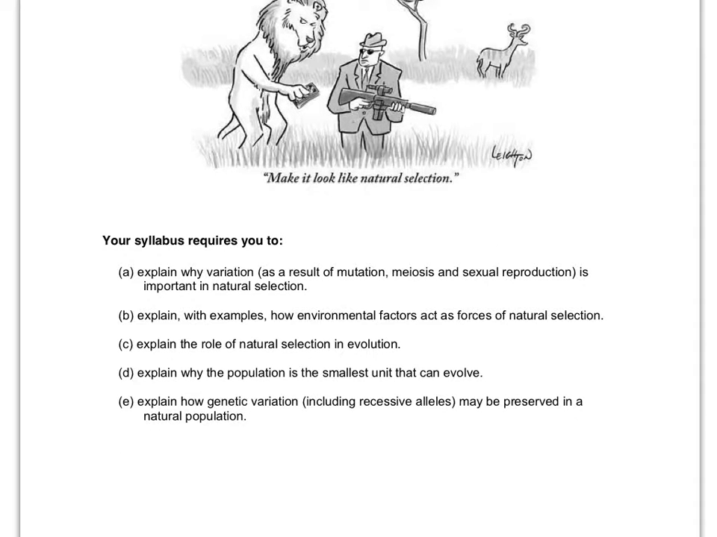Then, why is a population the smallest unit that can evolve? And why is it that individuals like you and me cannot evolve? The last one is about how genetic variation is preserved in a natural population. With natural selection, certain traits are selected for, others are selected against. So why is it that the traits that are selected against don't completely disappear? When they are coded for by a recessive allele, these alleles actually remain in the population. So why?